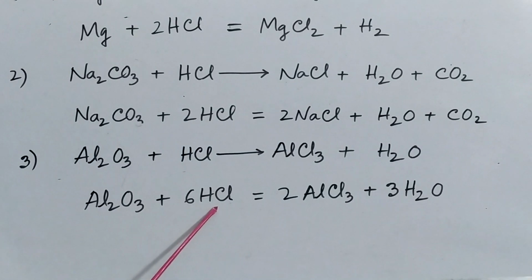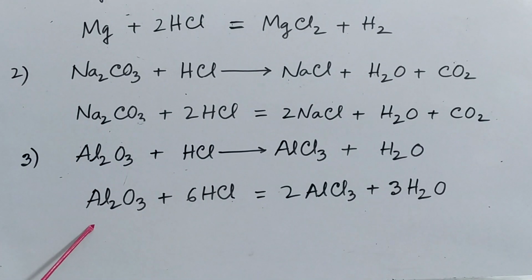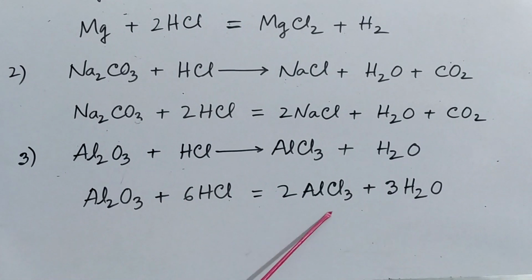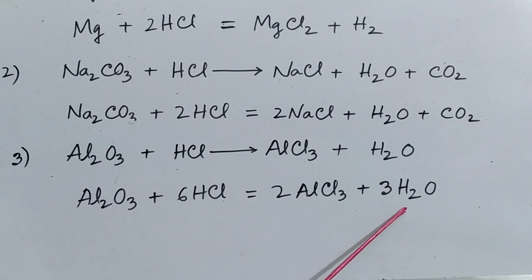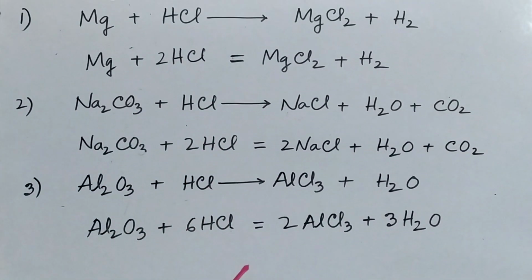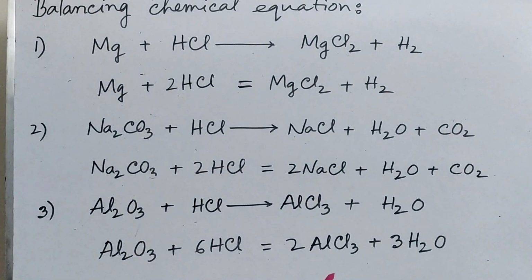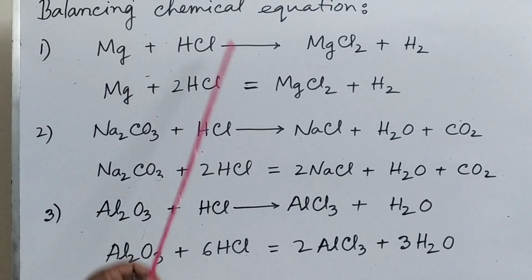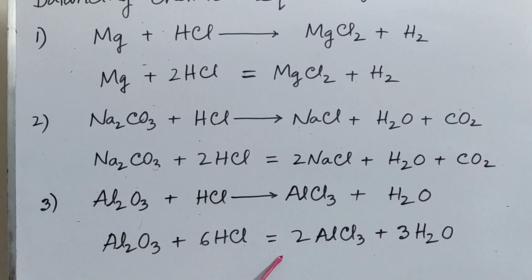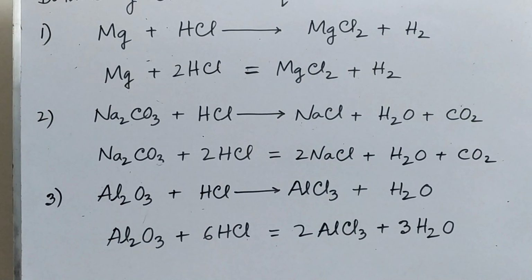So the number of atoms on the left side, the reactants, and the number of atoms in the products are equal. This way you have to balance the equation. If you know the system, then you can balance all types of reaction.